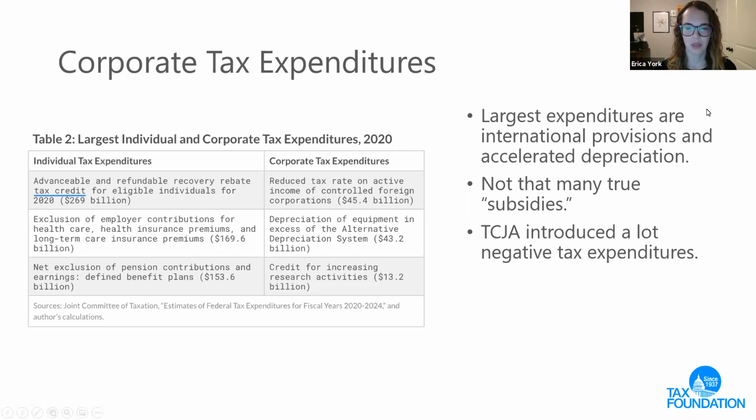So big picture takeaway, when you're thinking about corporate tax expenditures and individual too, not all of them are created equally. Some are truly distortionary things and would probably be worthy of elimination, or at least a second thought in their design, while others are really there to ensure that the tax base is properly structured. And with that, I'll hand it over to Garrett to talk about some more implications of the corporate tax rate and the corporate tax base.